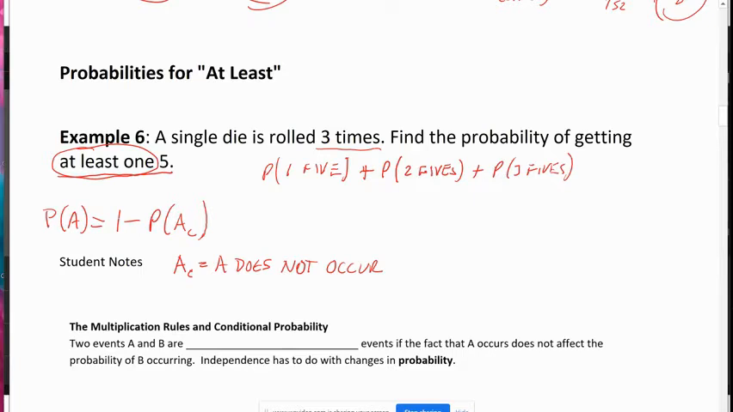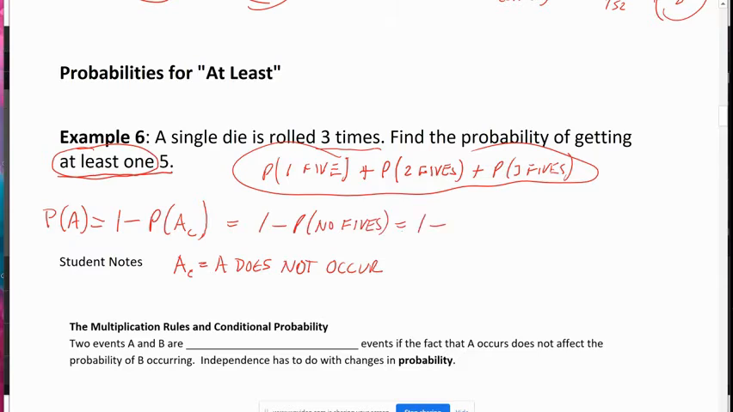Okay, and so it's easier to calculate the probability that we don't get at least 1 5 than it is to calculate these 3 probabilities separately. So the probability of A happening is, in this case, going to be 1 minus the probability that there are no 5s. And so 1 minus the probability of getting no 5s means if you roll a die, the probability of not getting a 5 is 5 out of 6. The probability of not getting a 5 on the next one is 5 out of 6. And the probability of not getting a 5 on the next one is 5 out of 6. So we have 1 minus 125 over 216, and that ends up being 91 over 216, which is about 42.1%.